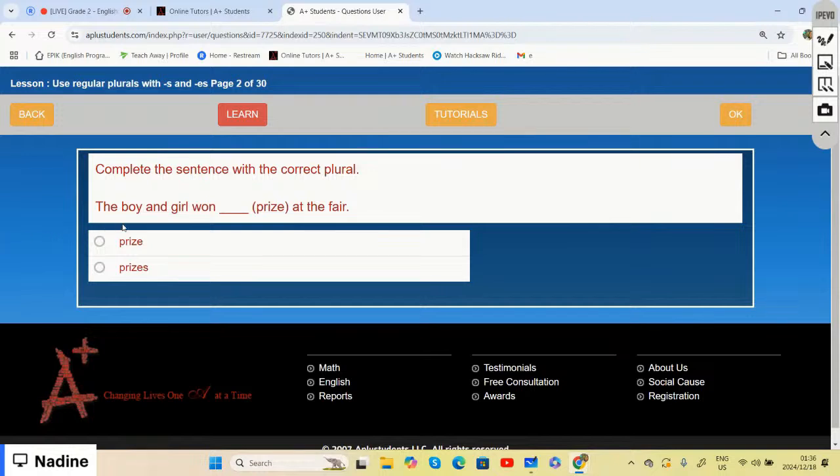All right, so the boy and girl won option one prize at the fair or option two prizes at the fair. We need to choose the correct one. They won prize at the fair or prizes at the fair. Which one is correct?